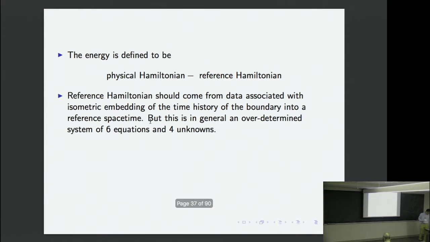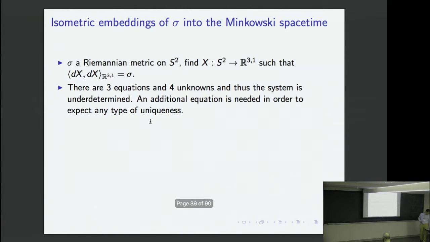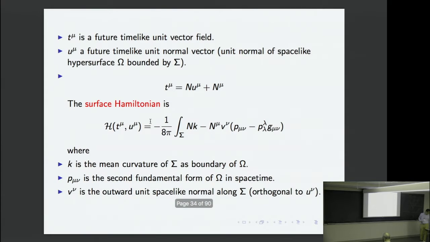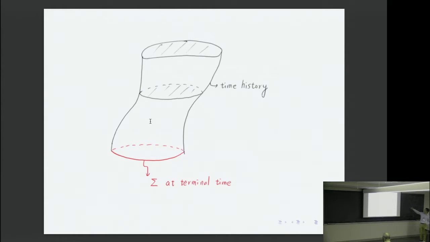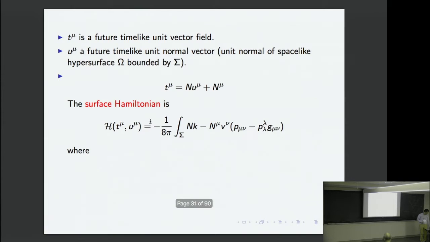And of course, the question is, how do you actually find the reference Hamiltonian? Supposing the reference Hamiltonian should come from the following data. You should take the time history of the boundary, and you should do an isometric embedding into the reference space-time. So this is the configuration that we had. You should take the time history, which is a three-dimensional timelike hypersurface, and do an isometric embedding into a reference space-time, and then pick up the reference term.